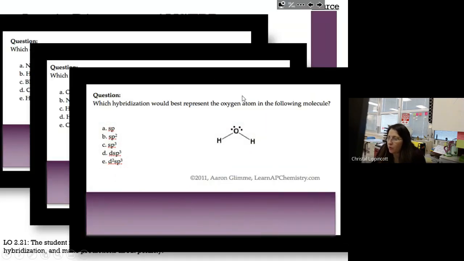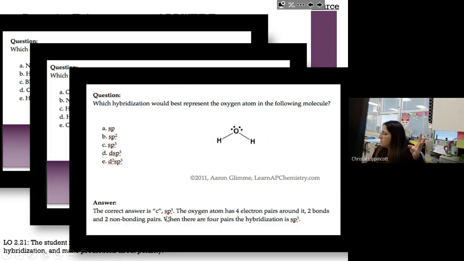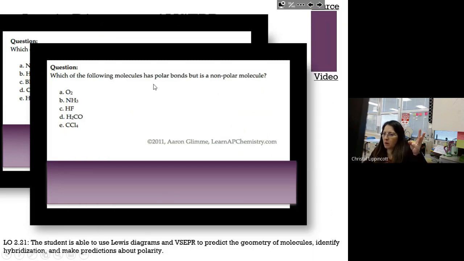All right. Now, the easy way to do this, though, is to hold up 3 fingers, take 1 down for each double or triple bond. No, there's none. So how many fingers do you have? 3. So is this sp3? Oh my God. Okay. This is a drawing I made. All right. Which of the following has polar bonds but is a non-polar molecule?